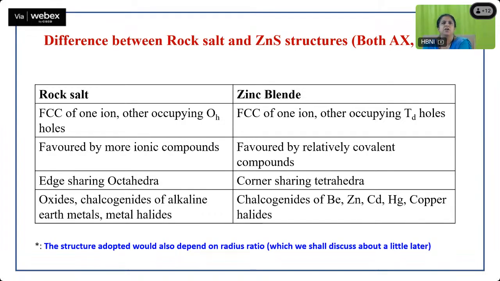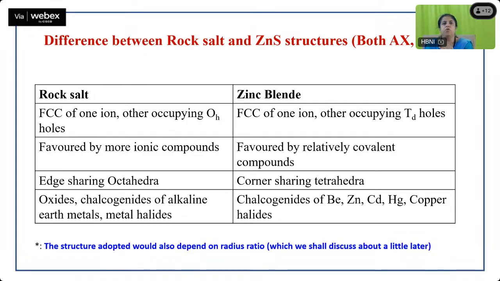Even if you do not have any experience, and it is difficult to understand, there are certain guidelines. So the rock salt structure is favored by more ionic compounds and zinc blend is favored by relatively covalent compounds. So because it is favored by more ionic compounds, it is favored by oxides, chalcogenides, that is sulfide, selenide, chalcogens being group 16, of alkaline earth metals and metal halides. And these are chalcogenides of relatively either the smaller ion or the transition metal ion because they cannot give and take electrons, so they form more covalent bonds.